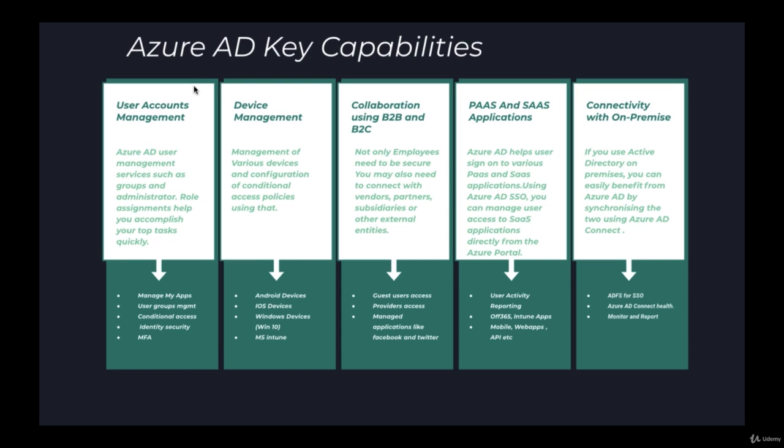Then the other feature is device management, wherein you can manage a number of devices like Android devices, mobile devices, iPad, or various devices via MS Intune. You can specify that organization-compliant devices should be able to access resources within the cloud, and you can apply certain conditional access policies based on that. Then the third feature is collaboration using B2B and B2C.